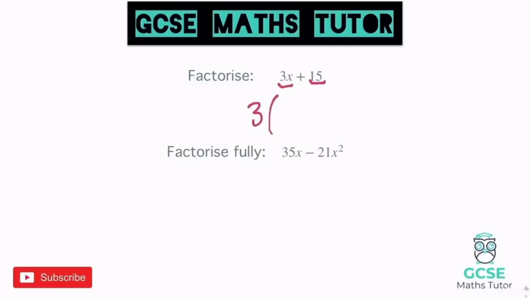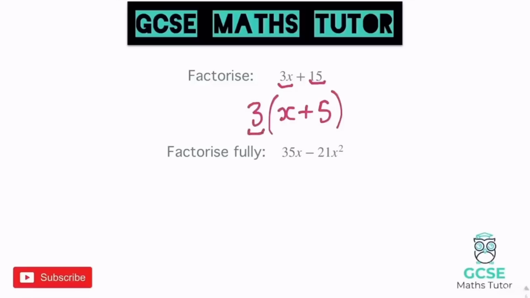3x divided by 3 is just x. Copy the symbol with a plus. And 15 divided by 3 is 5. And you can check your answer there. You can expand that back out just to check that you do get 3x plus 15. Now this next one says factorise fully, and that's because there's more than just one thing that comes out of the bracket in this one.